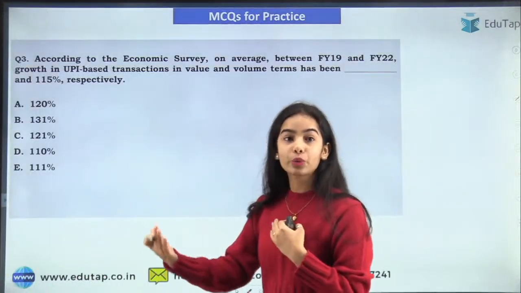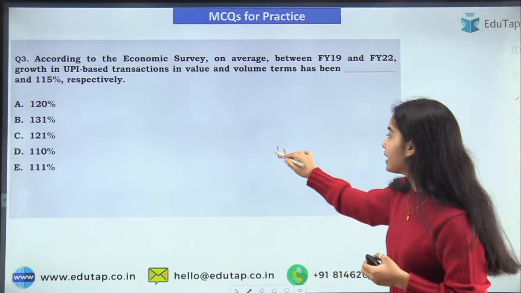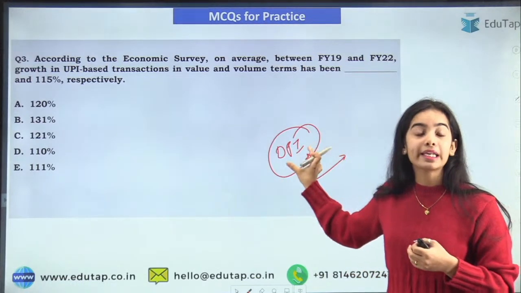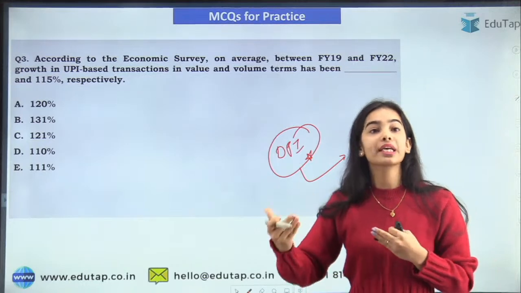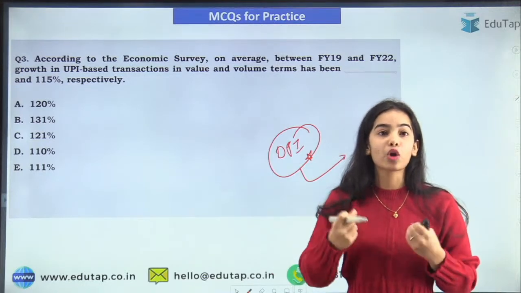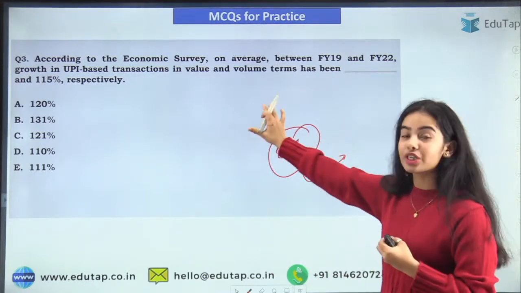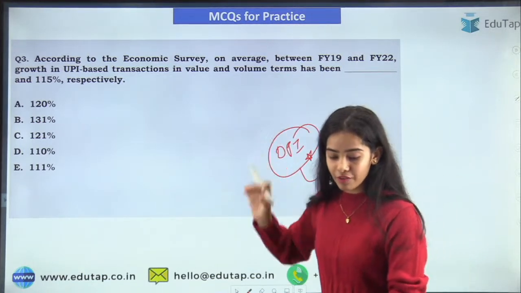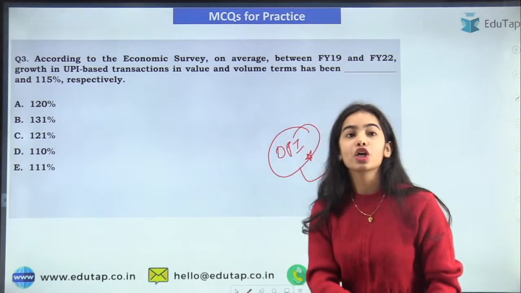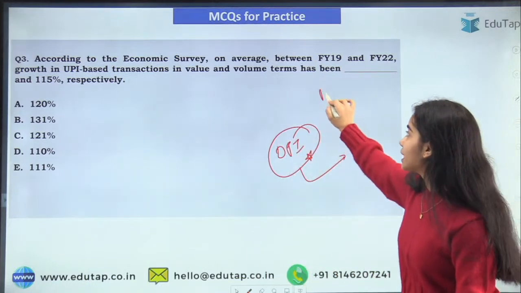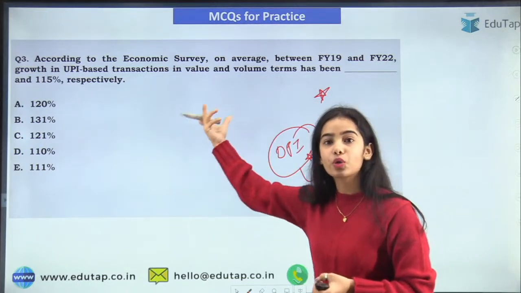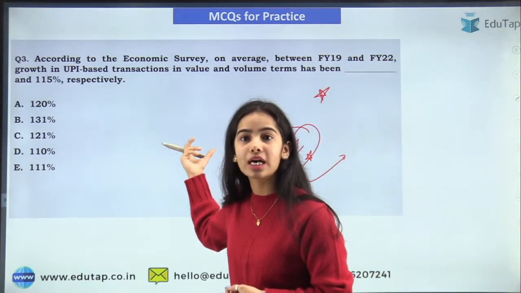Now moving forward to the other question. When the digital payment index was launched, there was much talk about the economic survey and what data the economic survey has given. This was a statement that was quite in the news with the digital payment index. So here you need to focus on the economic survey data from the digital payments perspective also. I hope that you already know the answer.